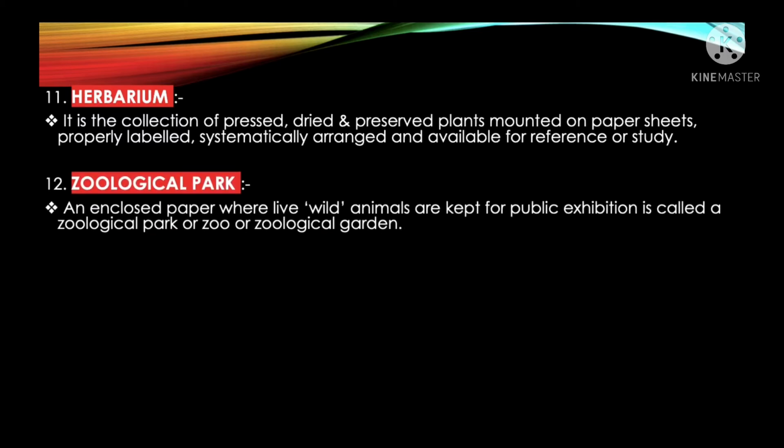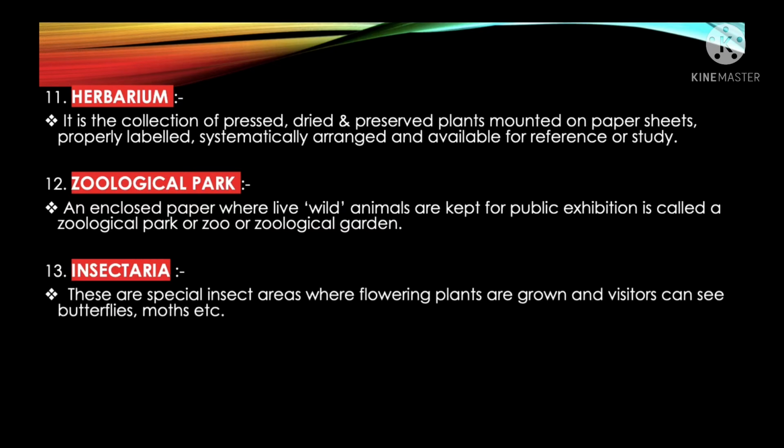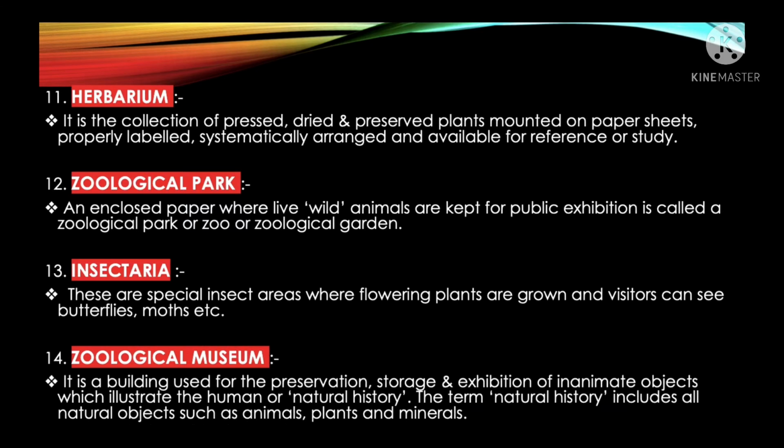What is zoological park? An enclosed park where live wild animals are kept for public exhibition is called a zoological park or zoo or zoological garden. What is insectaria? These are special insect areas where flowering plants are grown and visitors can see butterflies, moths, etc. What is Zoological Museum? Zoological Museum is a building used for the preservation, storage, and exhibition of inanimate objects which illustrate the human or natural history. The term natural history includes all natural objects such as animals, plants, and minerals.